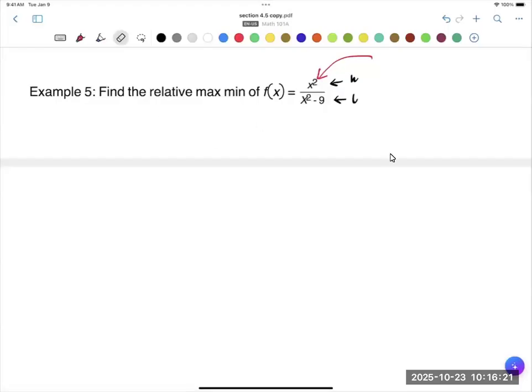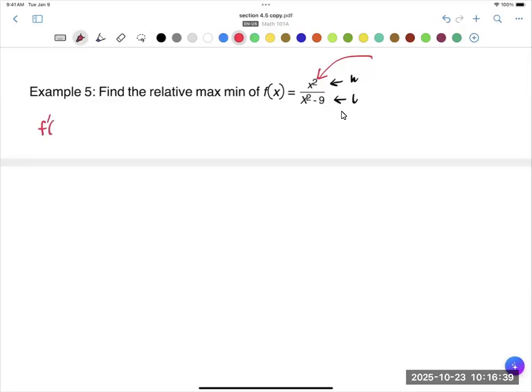Now let's take a look at this problem. So I want to find the relative max and relative min of this function, and we're gonna use the first derivative test, because right now we are in the section of first derivative test, right? So we're gonna have to find the first derivative first.